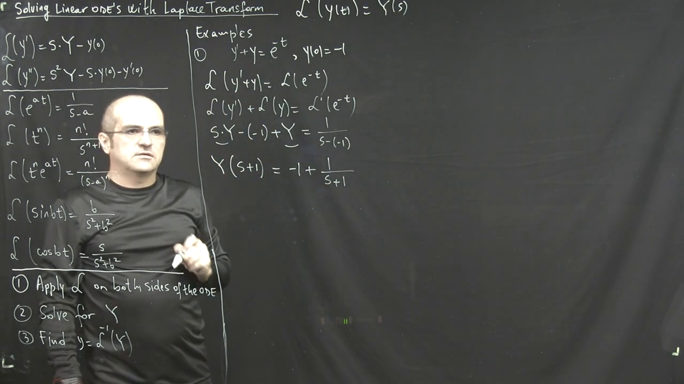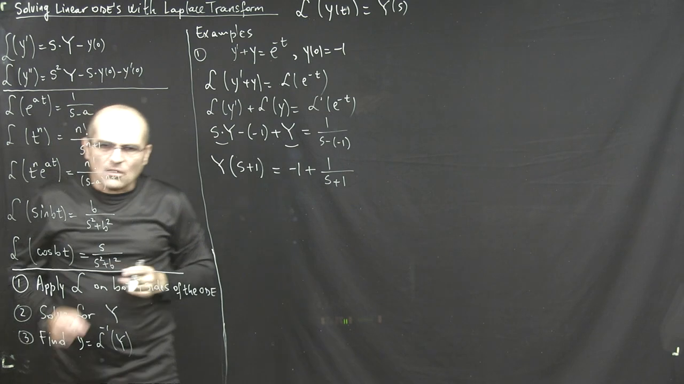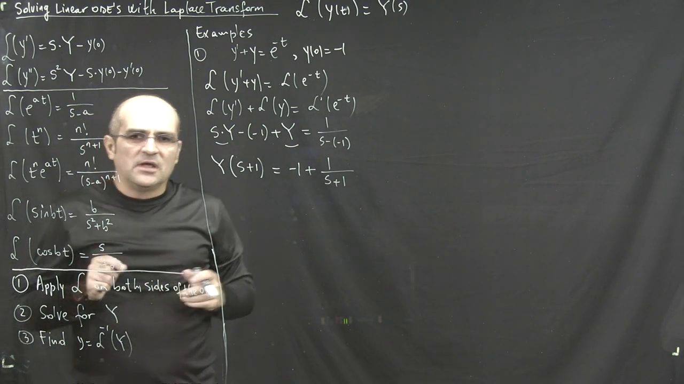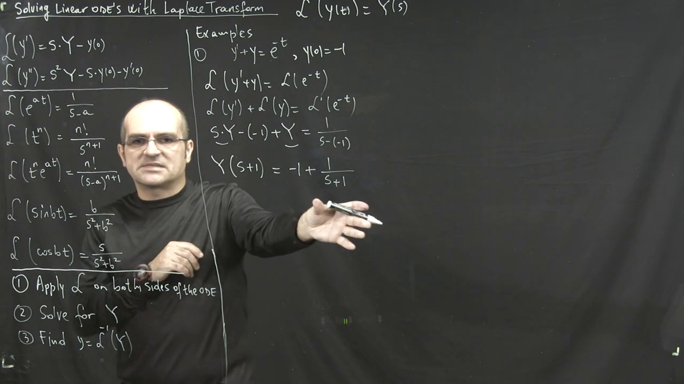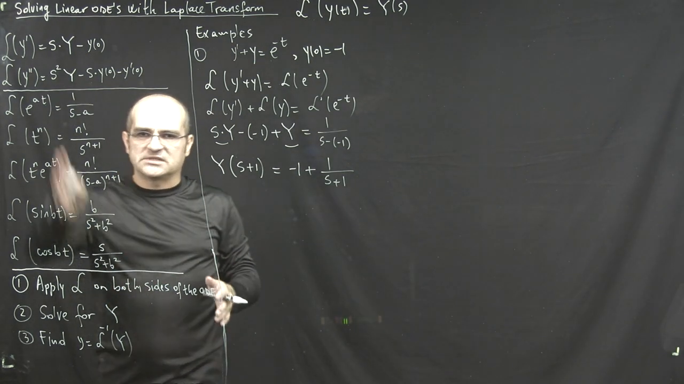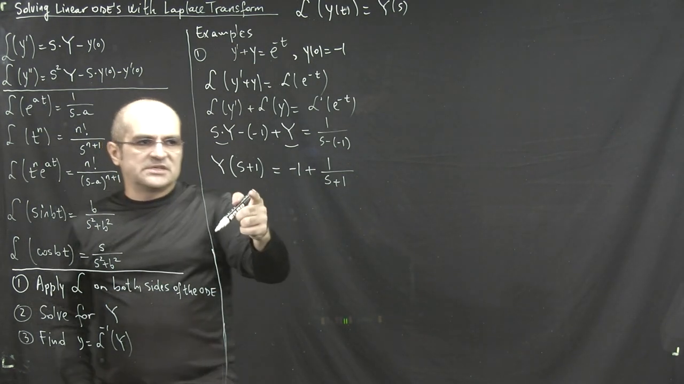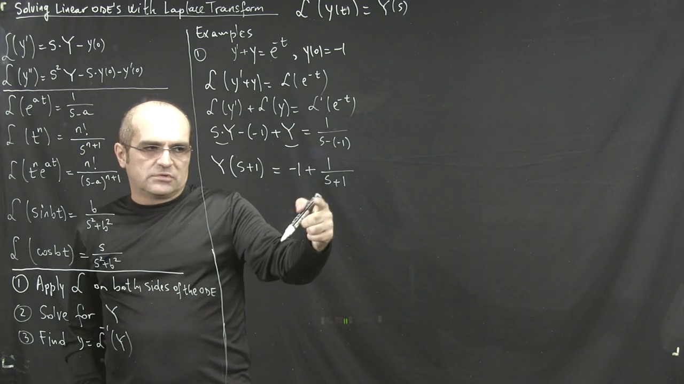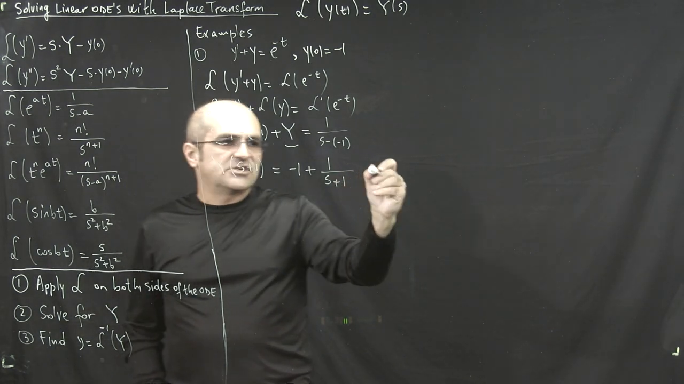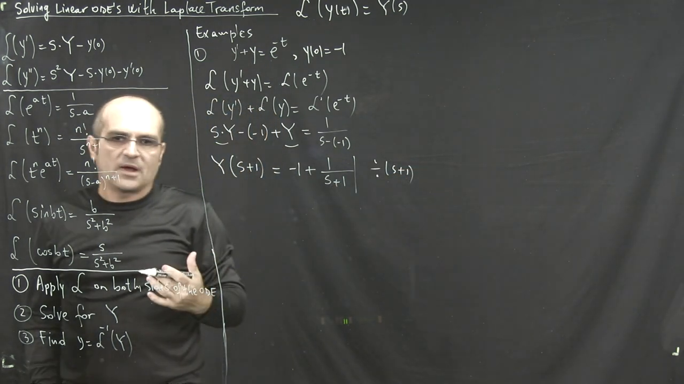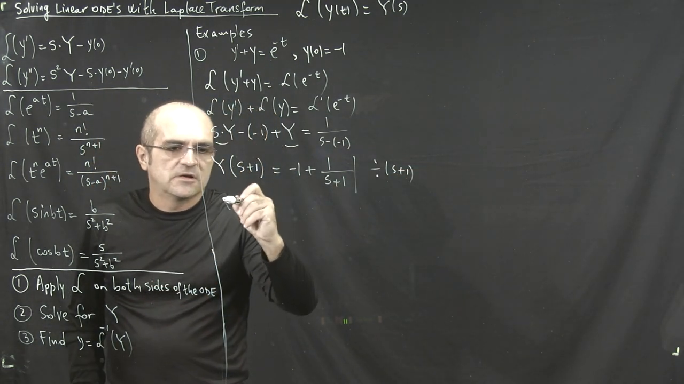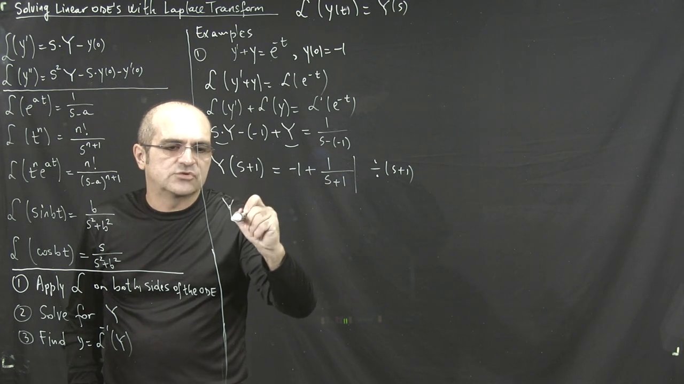And plus 1 over s plus 1. One thing to keep in mind is to not really rush to combine the fractions on the right hand side, because it's possible that you already have a match with the table of formulas. So notice here, you could combine this if you want, but let's actually divide by s plus 1 to solve for big Y, and leave those two fractions separated.